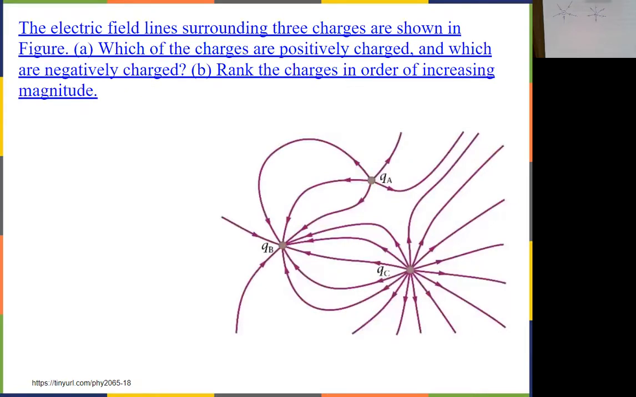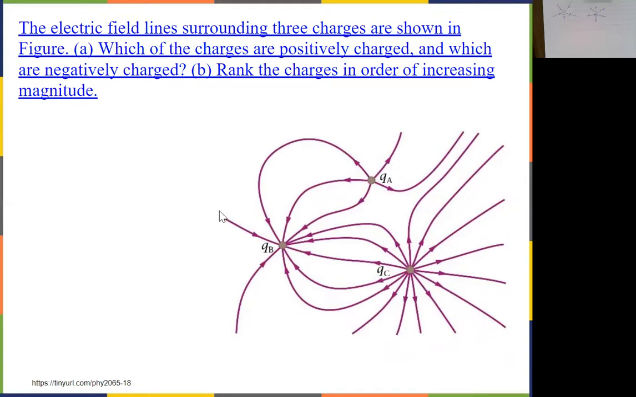The second one here says the electric field lines surrounding three charges are shown in the figure. Which of the charges are positively charged and which are negatively charged? Rank the charges in order of increasing magnitude.